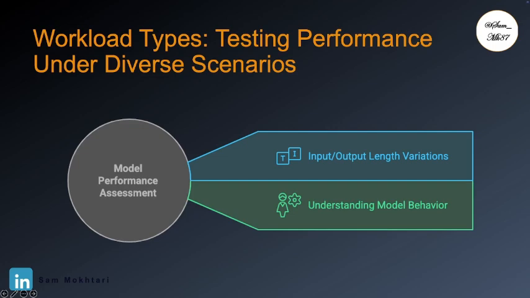To gain a comprehensive understanding of LLM performance, we subject them to various workload types. One crucial aspect here is to test the model with different input-output lengths. For instance, we might evaluate performance with 100, 1000, or even 10,000 tokens. This variation in token length helps us understand how the model behaves under different demands. It reveals whether the model excels in handling short, concise prompts, or if it maintains efficiency when processing lengthy input and generating extensive output.